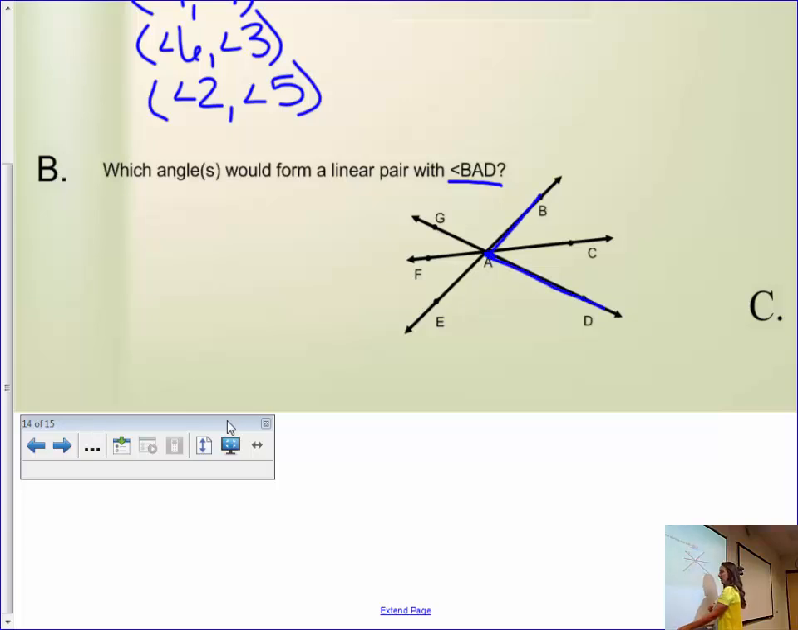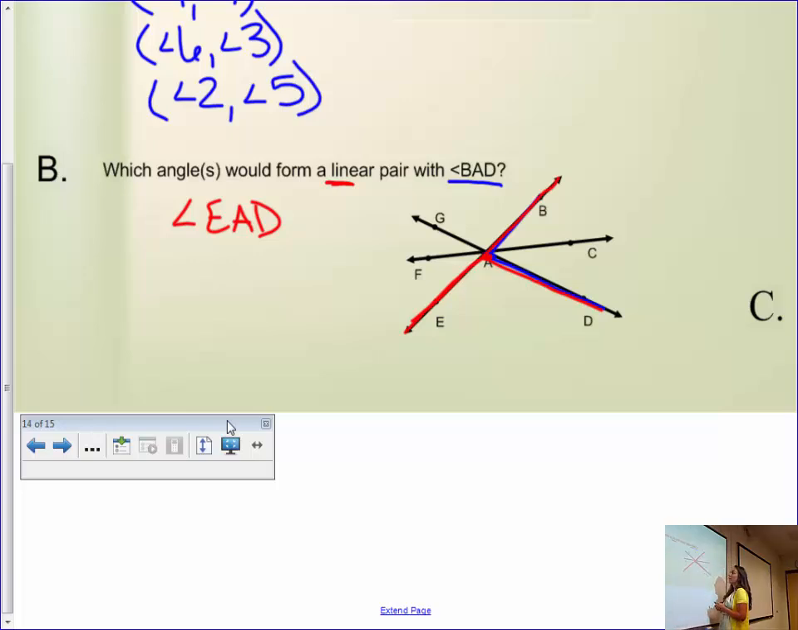Remember, a linear pair forms a straight line. So what I tend to do is I take one side of the angle, so ray AB, and I'm going to extend it to form a straight line. So now that I look at this angle right here in the red that I've just outlined, angle EAD or angle DAE, would form a linear pair with the angle BAD. That is one way you can do it.